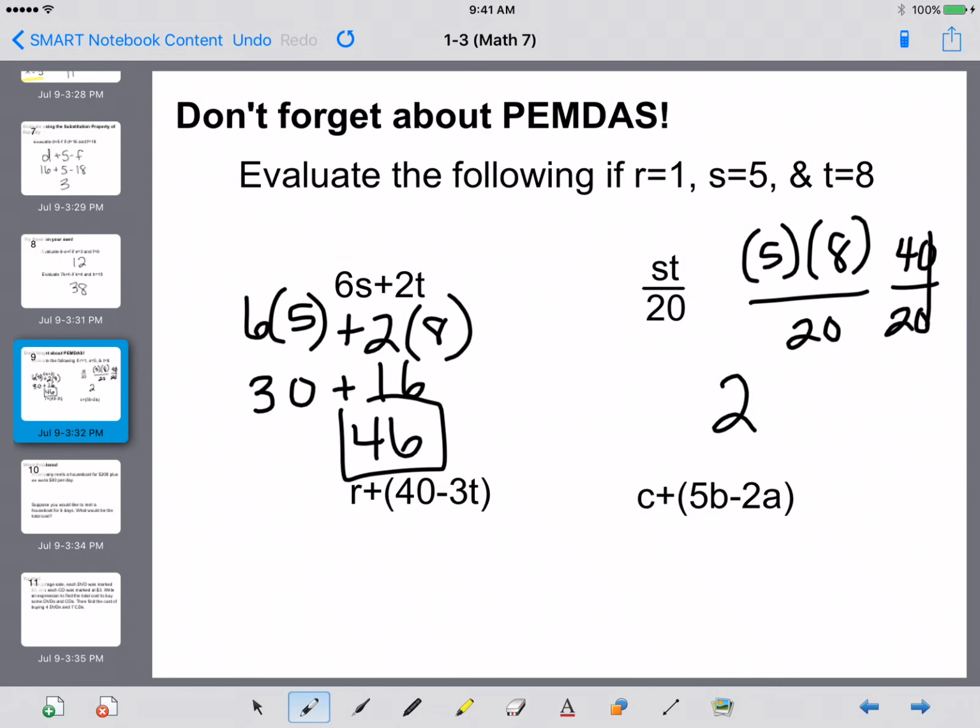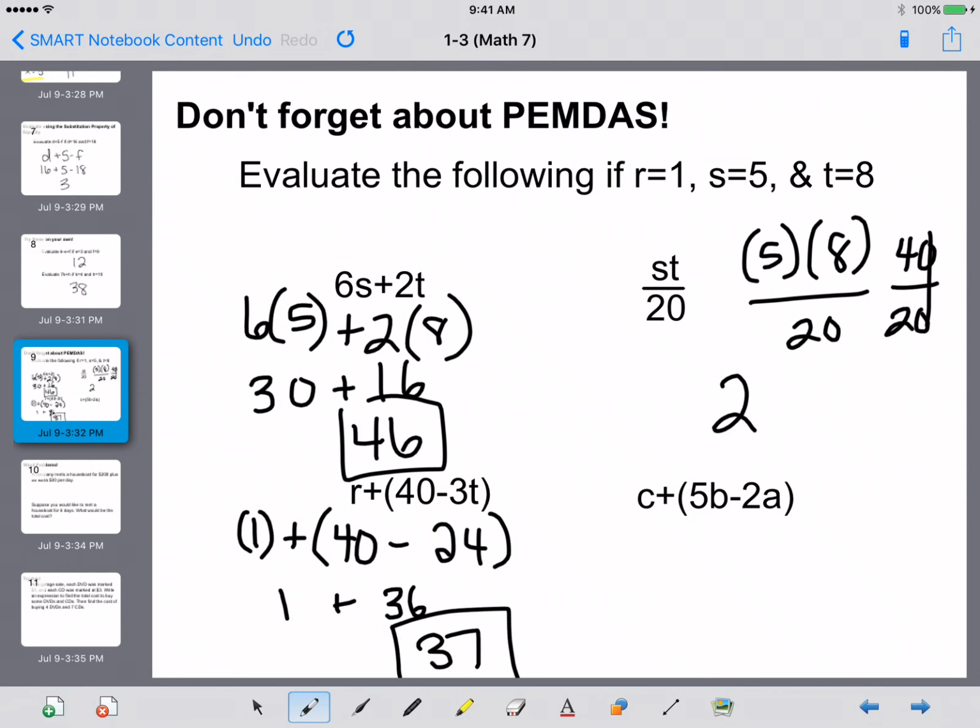Down here, we're getting a little more complicated. We've got R, which would be 1, plus 40 minus 3. T would be 8. And then we still have to close our parentheses. So we're going to do the inside of our parentheses and then go to our multiplication. So 3 times 8 is 24. 40 minus 24 is, having a brain fart, 36. Plus 1, so our answer is 37.